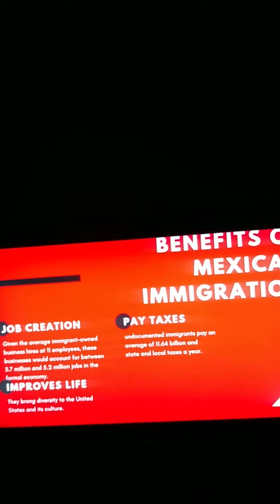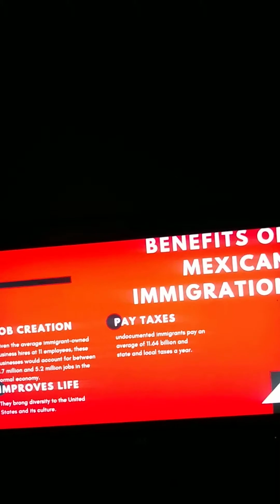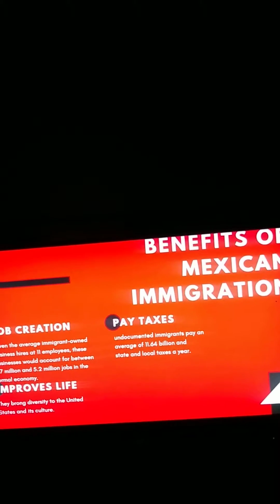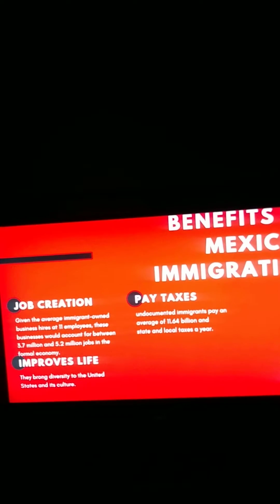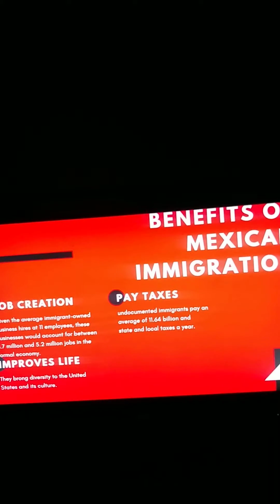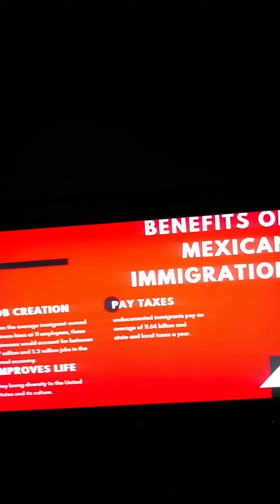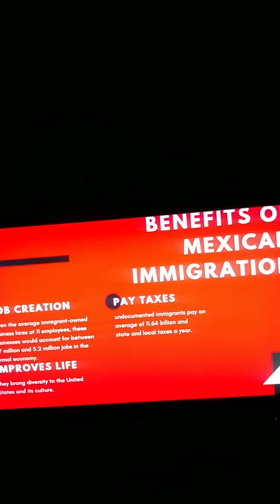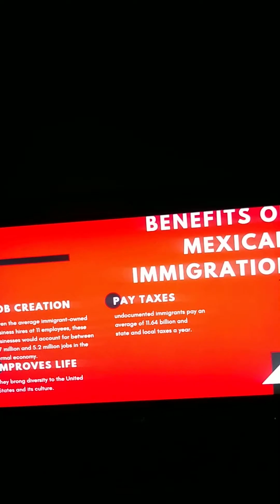I also believe that Mexican immigrants should not be separated from their children, and that they should stay in the United States, considering the benefits that Mexican immigrants have created for the United States. For instance, job creation. Given that the average immigrant-owned business hires at least 11 employees, these businesses would account for between 3.7 million and 5.2 million jobs in the formal economy.